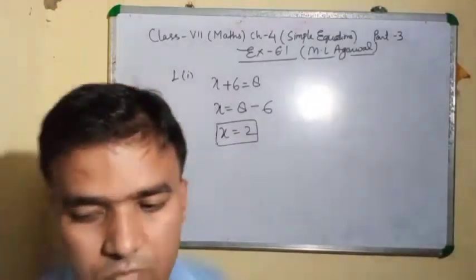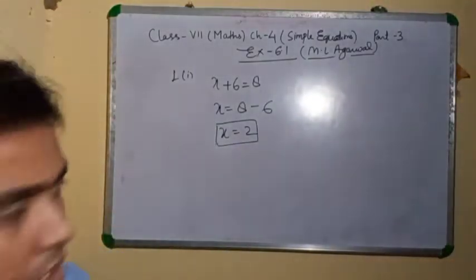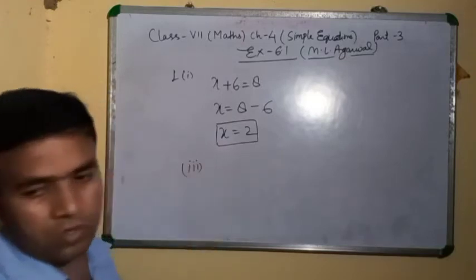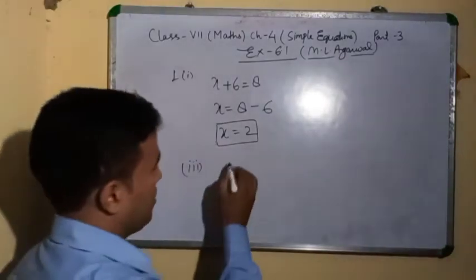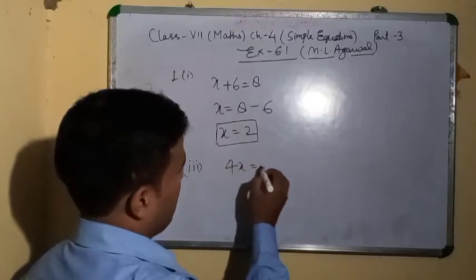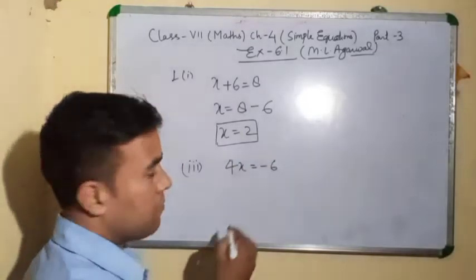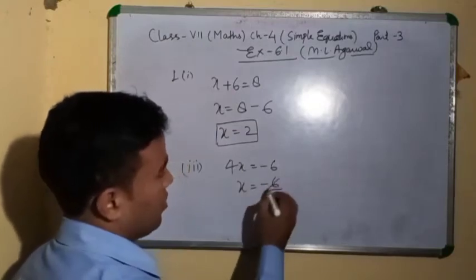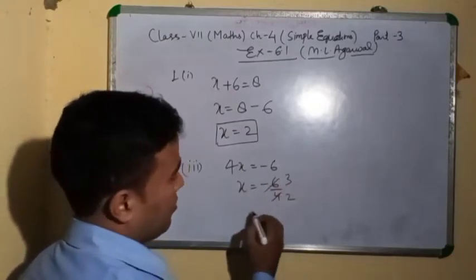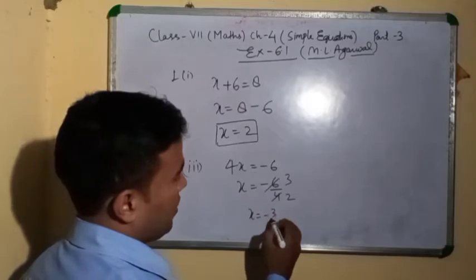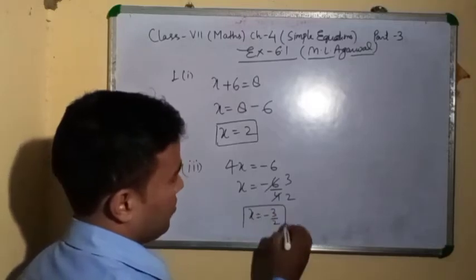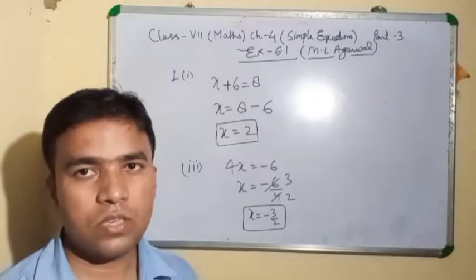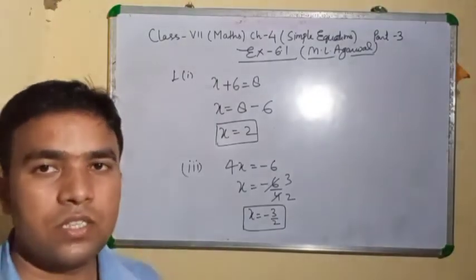Clear? One more part, third, 4x equal to minus 6. Clear? X equal to minus 6 by 4. 2 3s are 6, 2 2s are 4. X equal to minus 3 by 2. It is the answer. Note down.